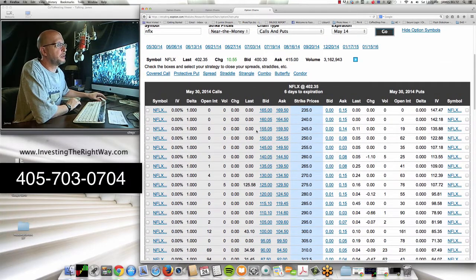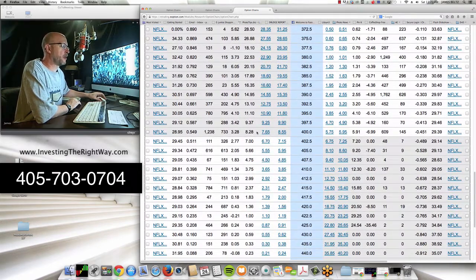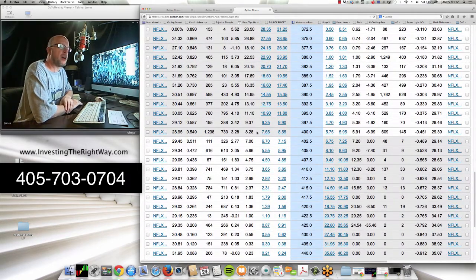I'm on calls and puts. Throw in a put, doesn't matter. When you throw in a put and you look, what you'll find is a strike price for this particular stock currently as it sits is $2.50 intervals. Every $2.50 is a strike price.